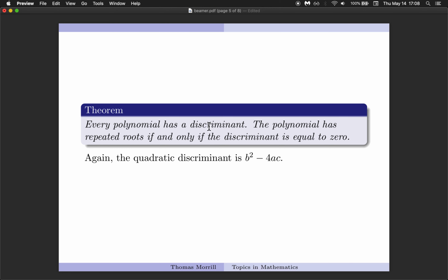So with this tool, I just want to be explicit. The quadratic discriminant is the formula b squared minus 4ac. You calculate this. If you get 0, your quadratic has repeated roots every single time. Okay, so I claim that these exist for every single polynomial.